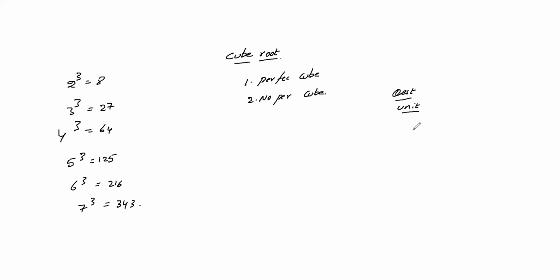If it ends in 8 or 7, remember, the answer's unit digit will be 2 for 8, and for 7 it will be 3. And remember, if the unit digit is 8, we'll get 2. If the question ends in 2, the answer will be 8. They interchange. If it is 7, it will be 3.